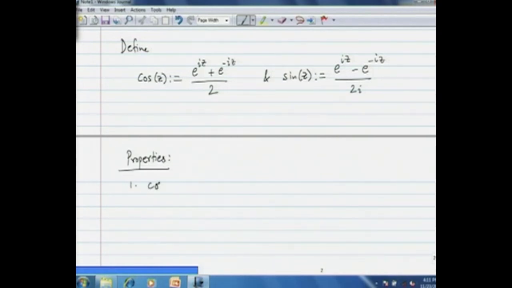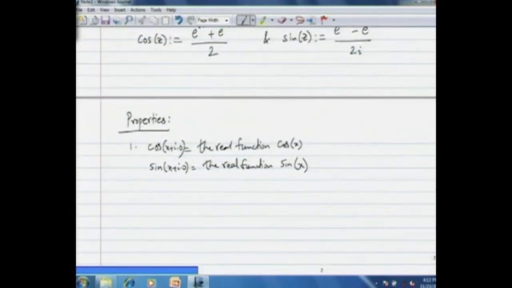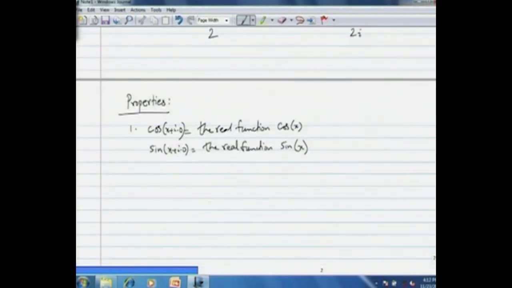One, cosine of x is equal to the real function cosine x. The left hand side should really say cosine of x plus i times 0. So the cosine of the complex number x plus i times 0 tallies with the real function cosine x. I have said this verbally already. Likewise, sine of x plus i times 0 is the real sine function, by which I mean the function of the real variable x which you are already familiar with.